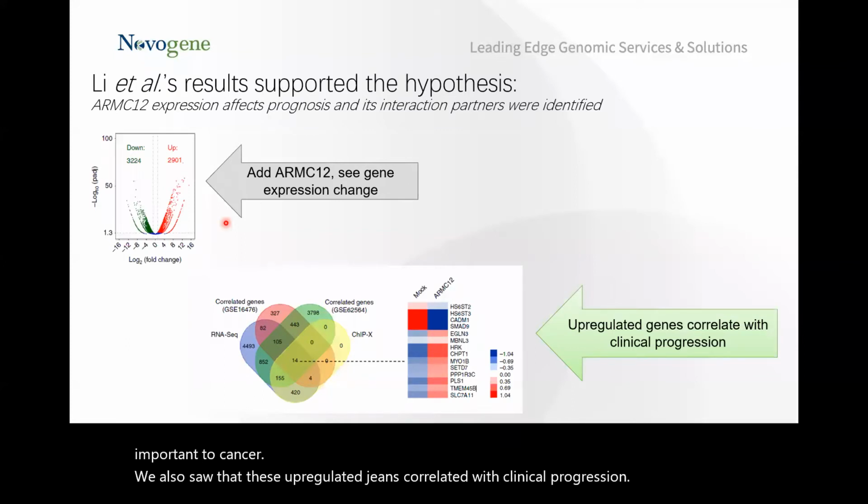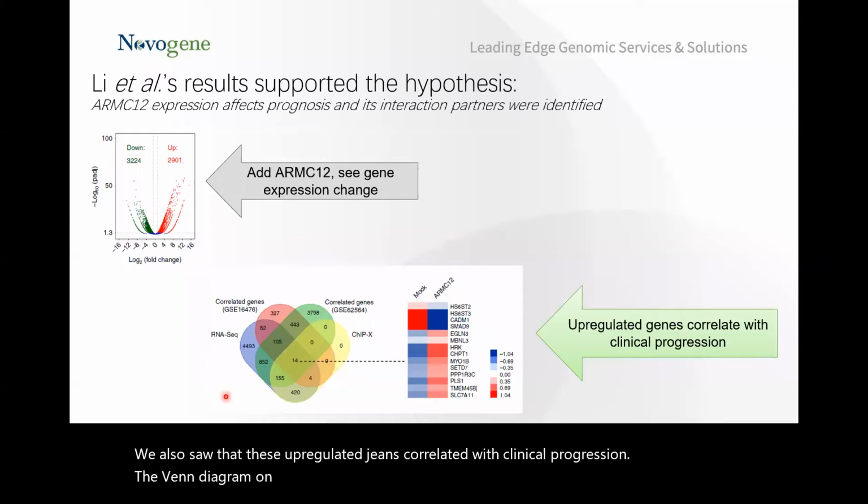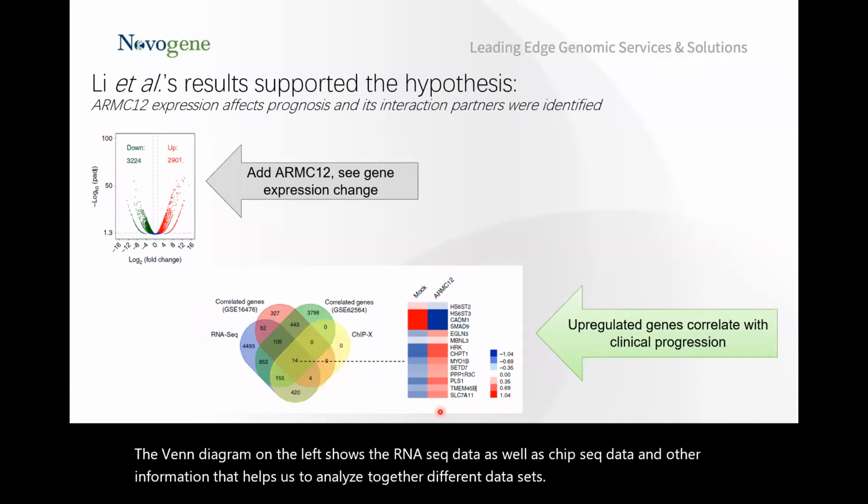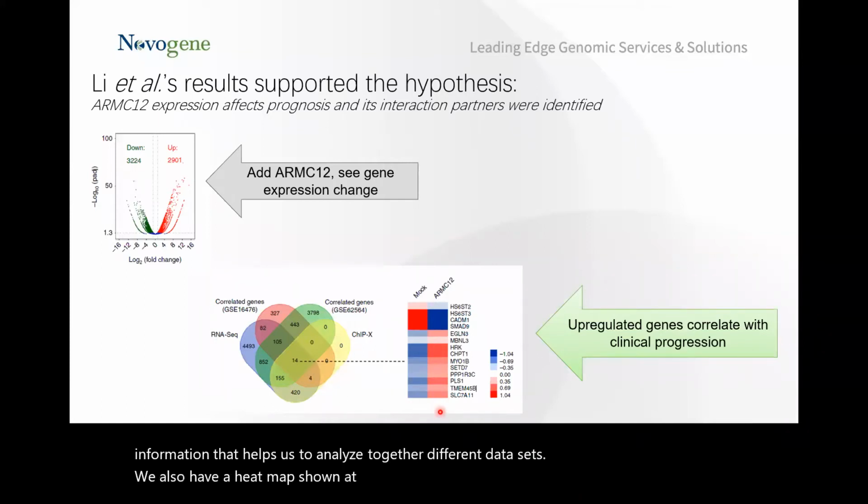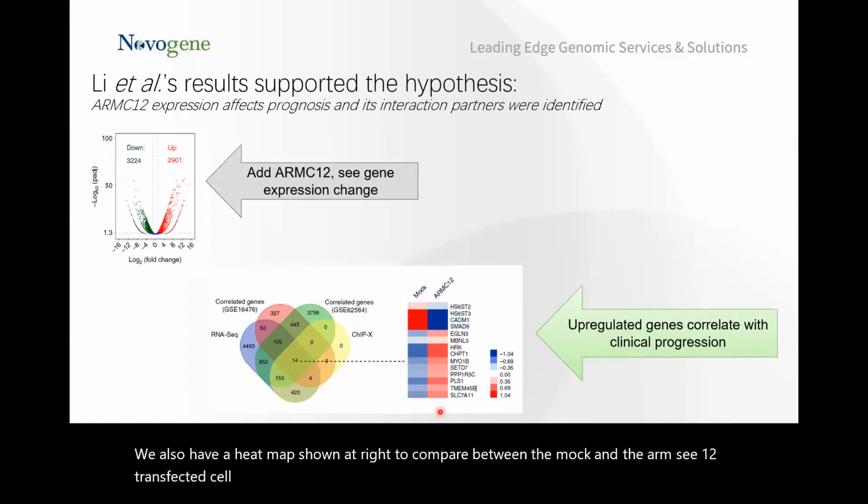The Venn diagram on the left shows the RNA-Seq data, as well as ChIP-seq data and other information that helps us to analyze together different data sets. We also have a heat map shown at right to compare between the mock and the ARMC12 transfected cell lines. And you can see some very different patterns among genes that have different roles in the cell.